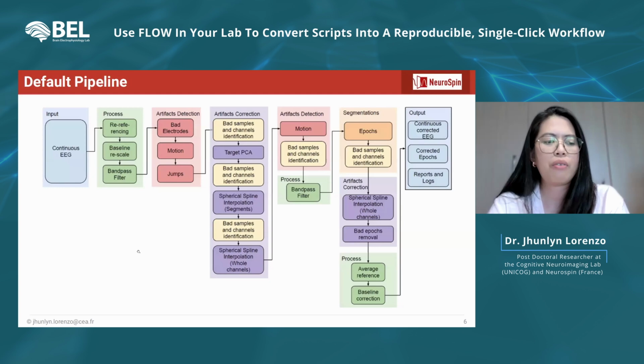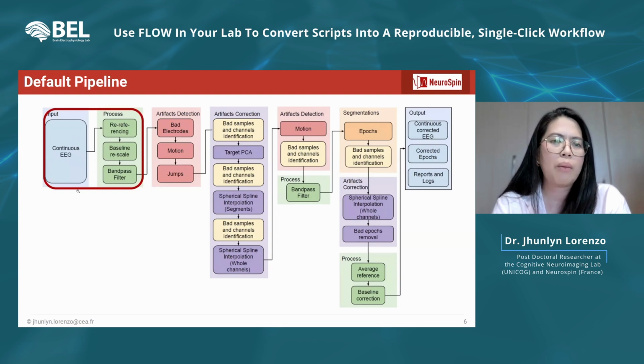Here is the overview of the pipeline. It is divided into two parts. The first part works on the continuous data, and the second part works on the epochs data. For the initial processes, it starts with importing the data, processing the EEG structure, and including the electrode layout, automatically annotating the events, and so on. It also includes processing like re-referencing and baseline rescale.